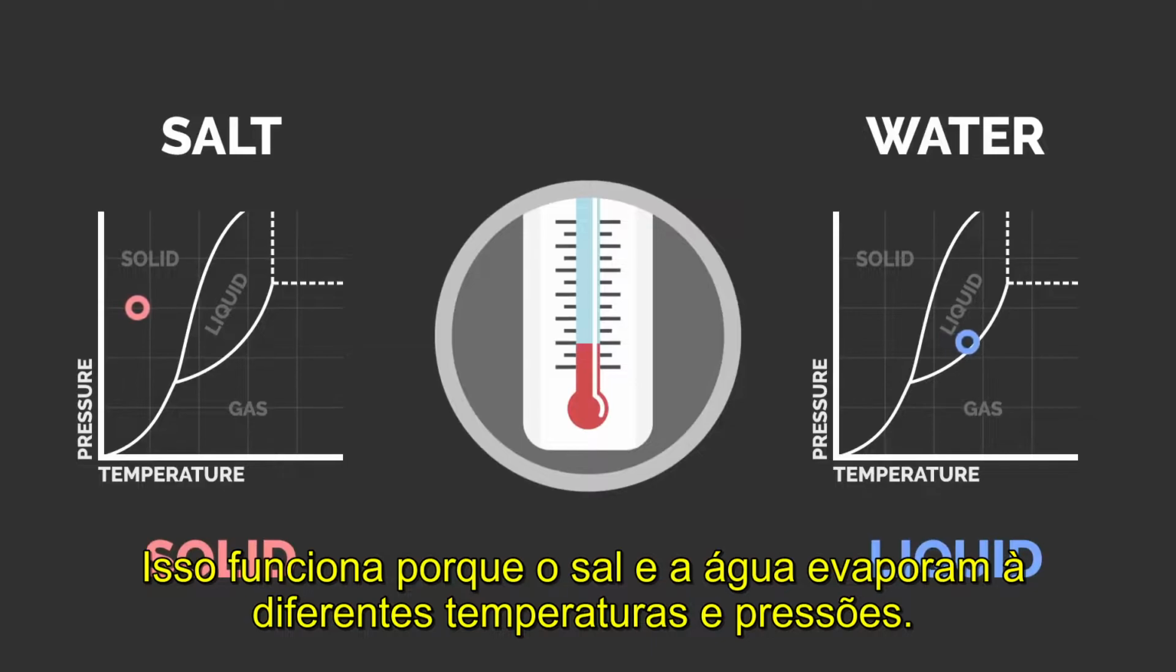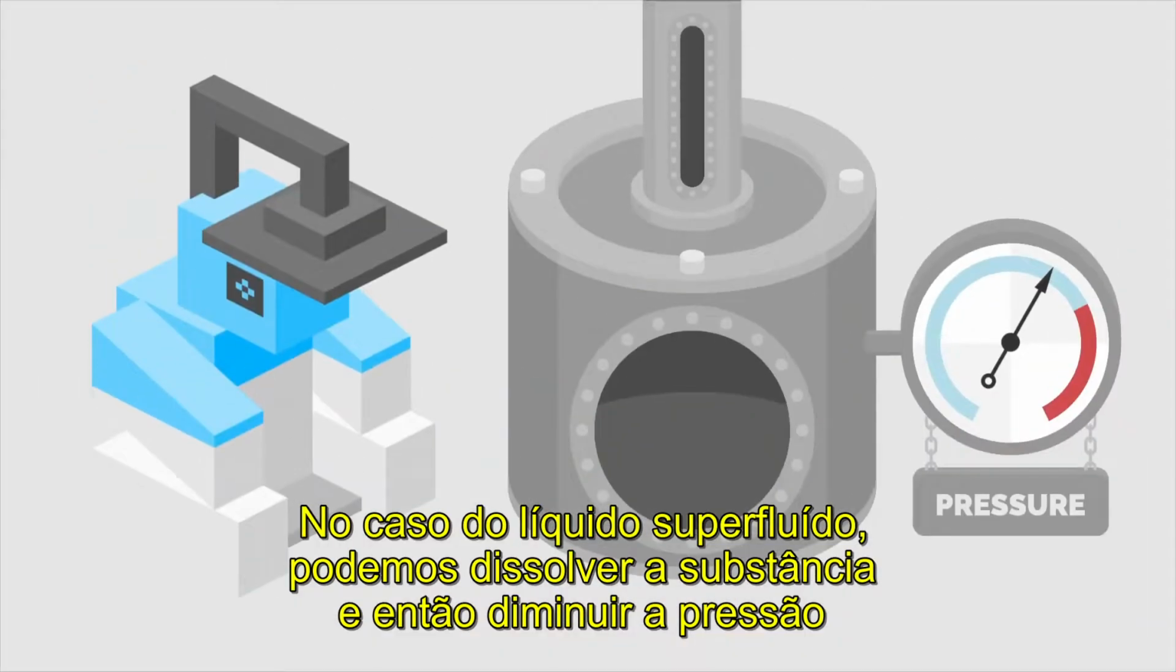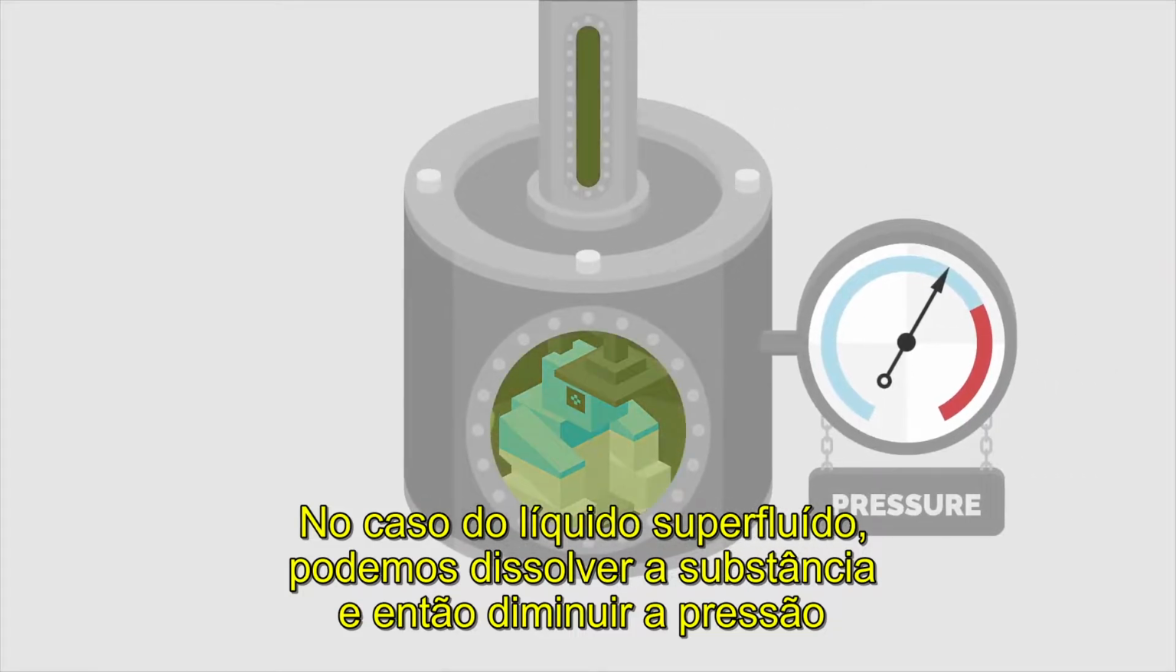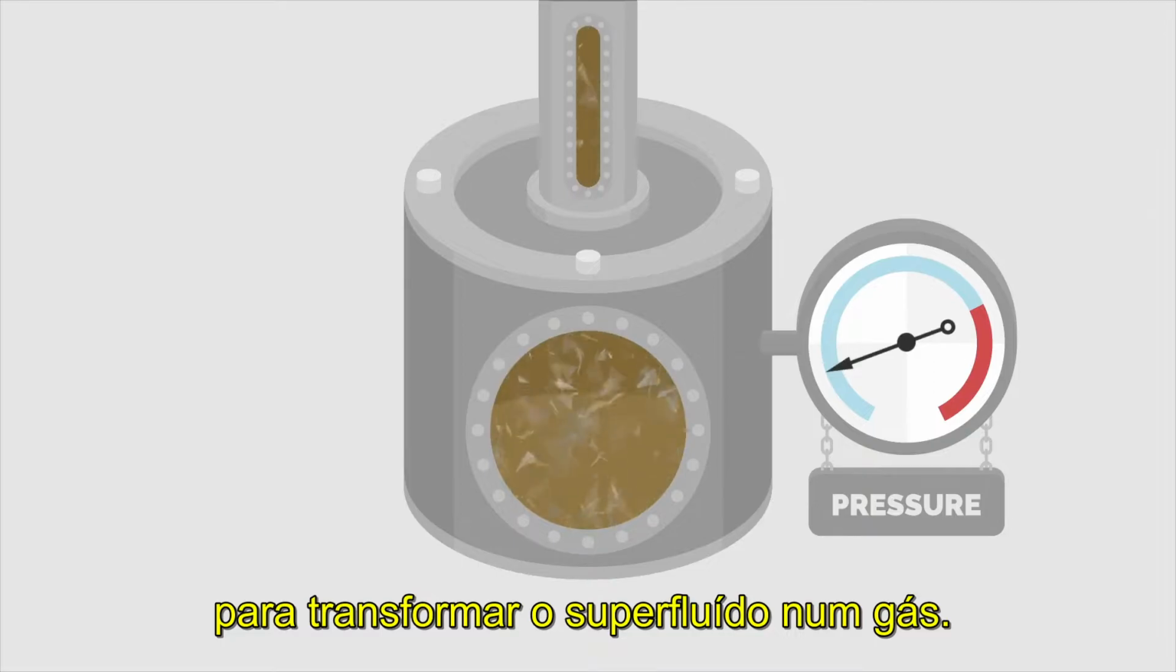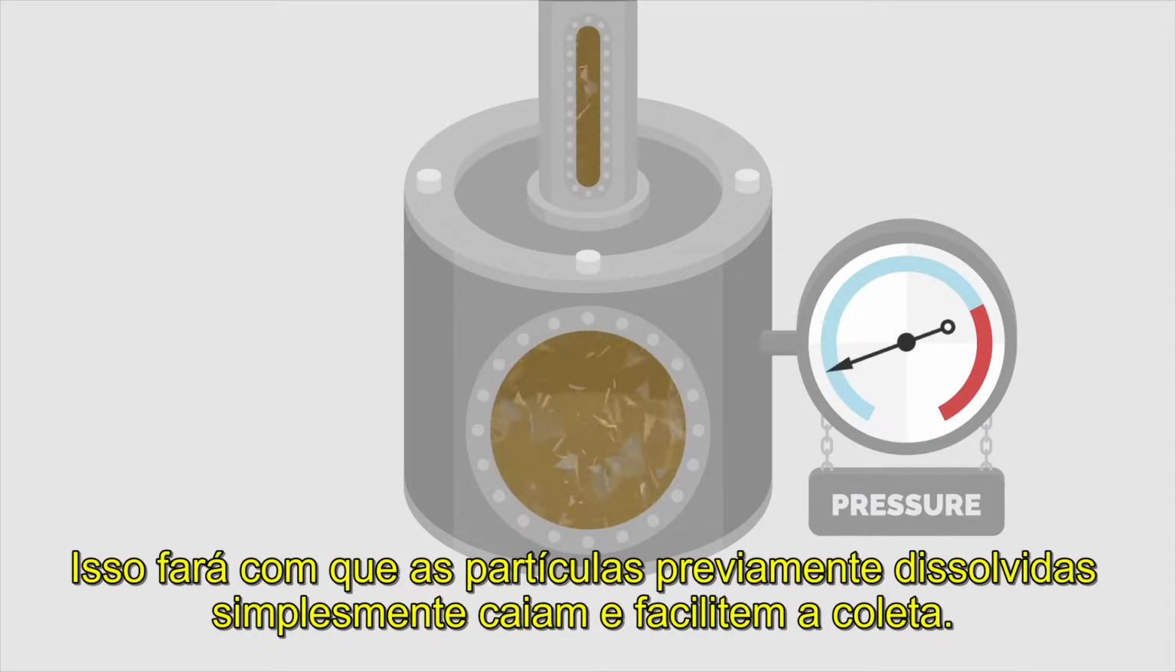This works because salt and water evaporate at different temperatures and pressures. In the case of supercritical fluids, we can dissolve a substance, then lower the pressure to turn the supercritical fluids into gas. This causes previously dissolved particles of the substance to fall down for easy collection.